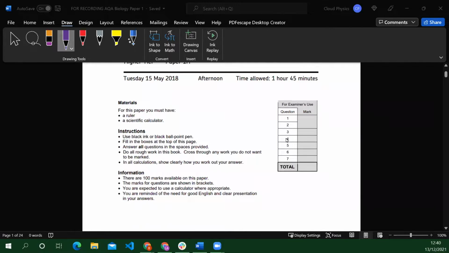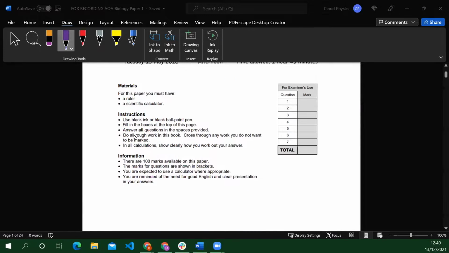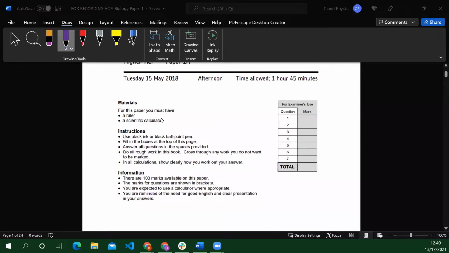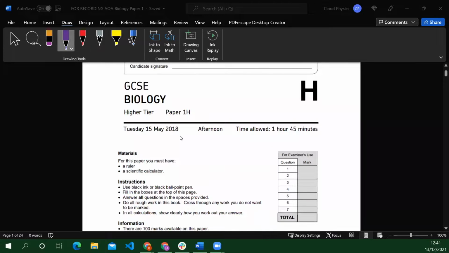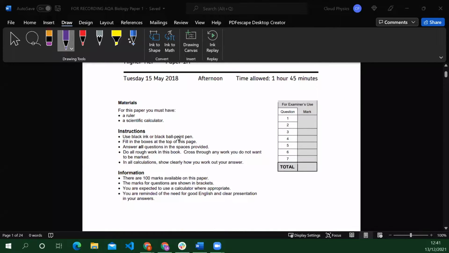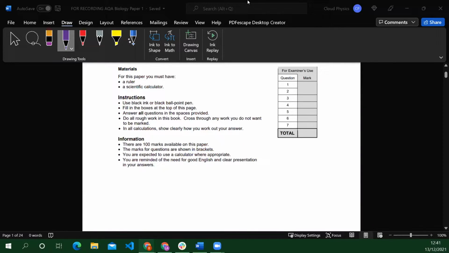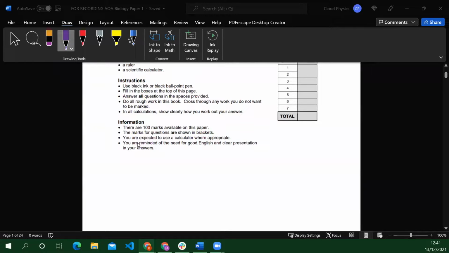So the instructions at the front. You must have a ruler, a scientific calculator, and black ink or a black ballpoint pen. The reason for that is that the paper gets scanned after you do it and sent to people to mark. So make sure it's a dark colour. They recommend black so that when they scan it, no details are missed. Because if it isn't readable on the computer, you won't get any marks, obviously, because they can't read it.